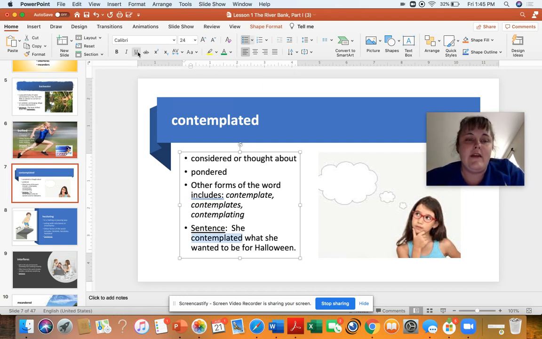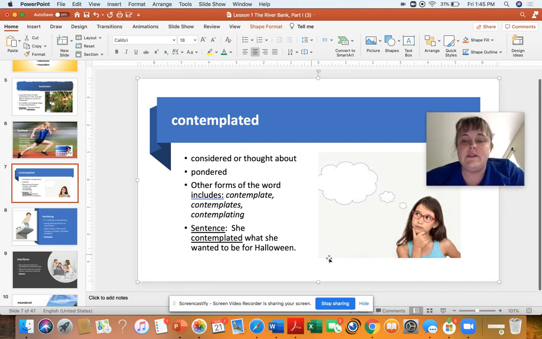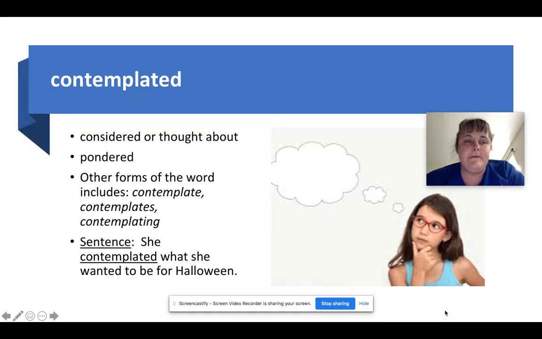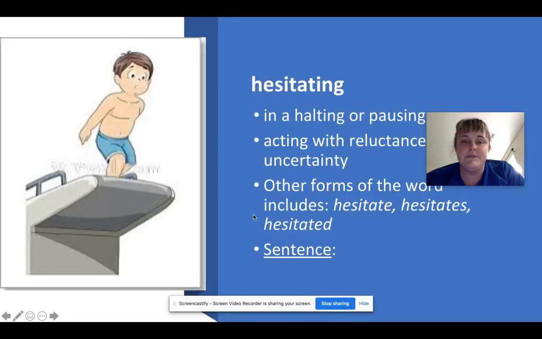So I'm going to highlight that word and I'm going to underline it to show that. Did I spell it right? Yes, I did. That is the focus word for this slide, okay? So contemplated is a verb that means thought about or pondered.